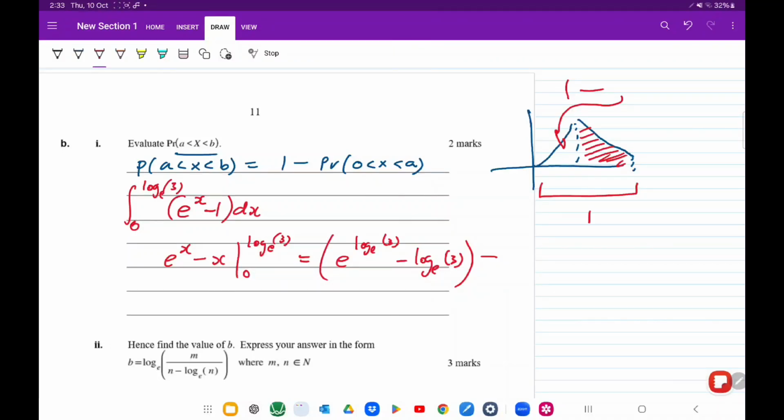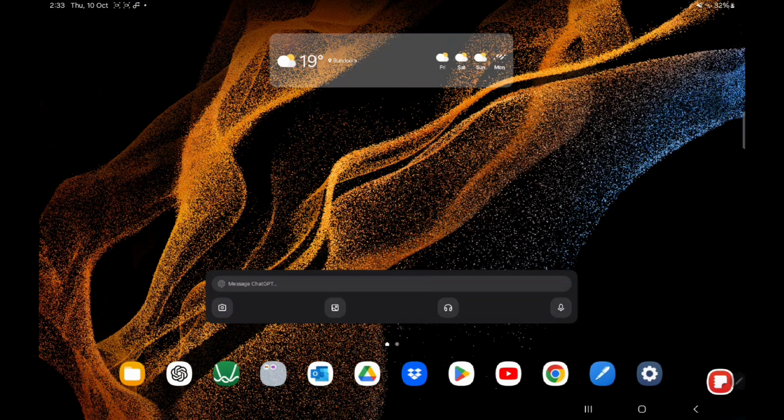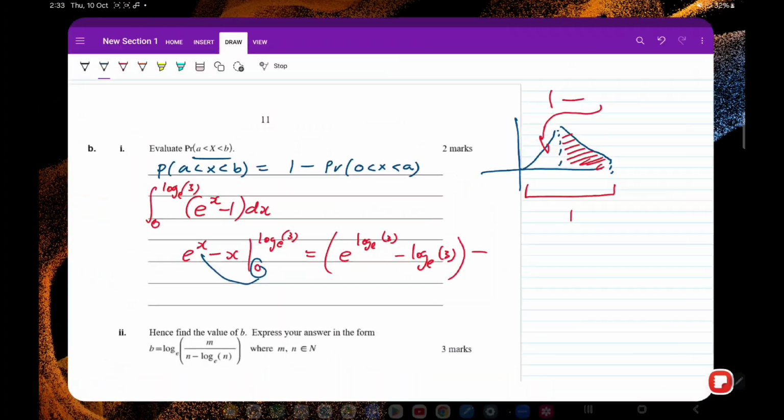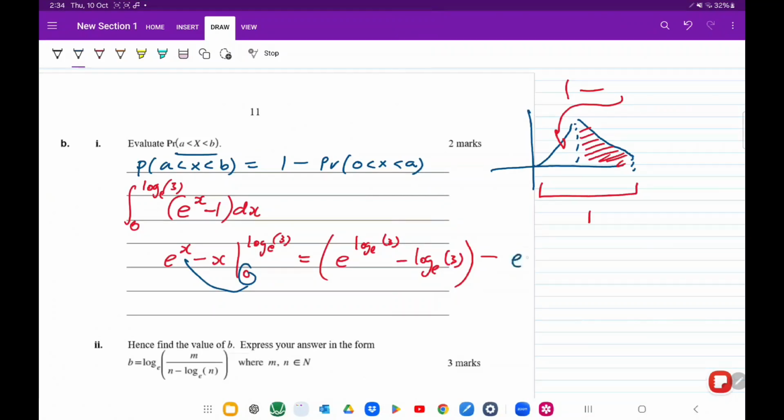Actually, I've got to be careful because e to the power of 0 is 1. So e to the power of 0 minus 0, okay, that becomes 1. This cancels out. That 3 comes at the front. So it's 3 minus log e 3 minus 1.